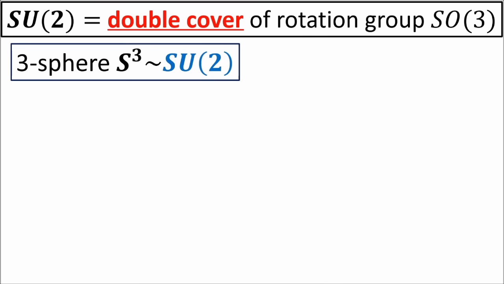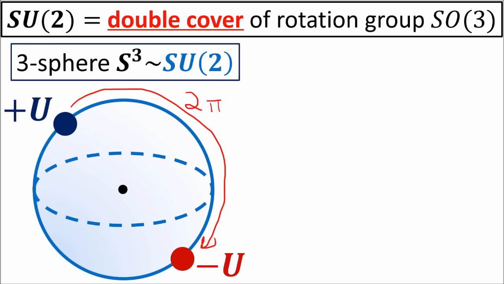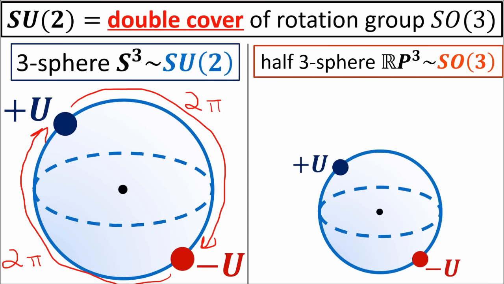Remember, SU2 is shaped like a three-dimensional sphere, with matrices plus U and minus U located at opposite sides. Rotating by an angle of 2 pi takes us from plus U to minus U. Another rotation by 2 pi takes us from minus U back to plus U, completing a full rotation. However, to get SO3, we draw a line through plus U and minus U and project them to the same point, which is a rotation matrix R in SO3. Rotations in SO3 cannot tell the difference between plus U and minus U.